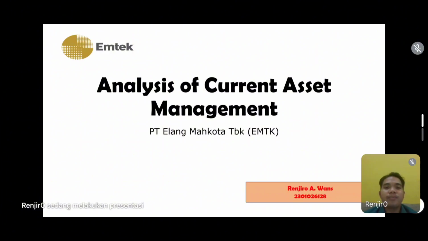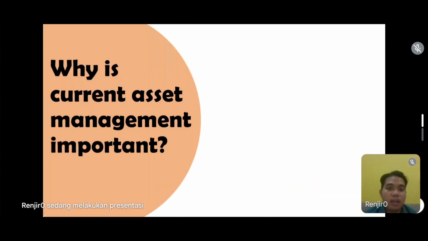In today's video, I'm going to talk about the importance of managing current assets. And here we have PT Elang Mahkota Teknologi, or MTech, to help us analyze current assets management as our case study. We will discuss why managing cash, accounts receivable, and inventories is crucial for business operations. Then I'll show you how MTech performs based on its financial data from the third quarter of 2024 and analyze key financial ratios.